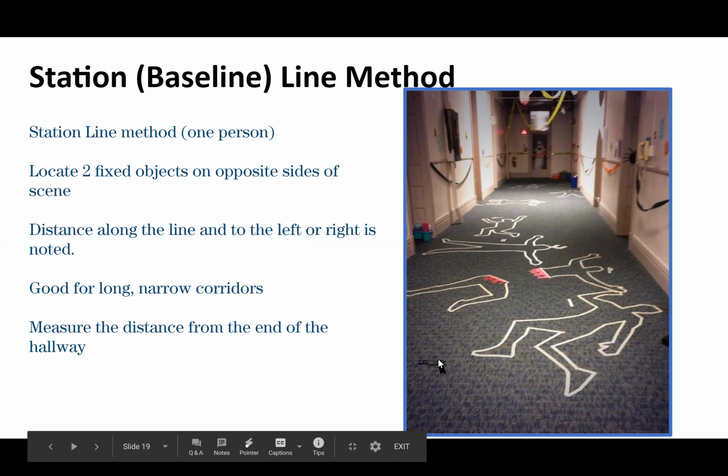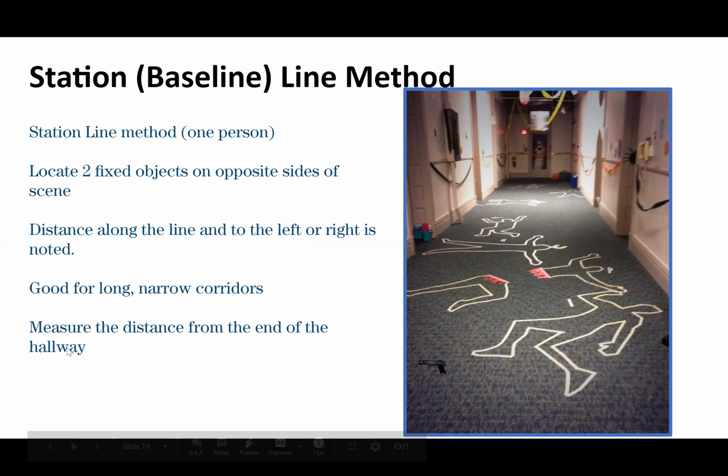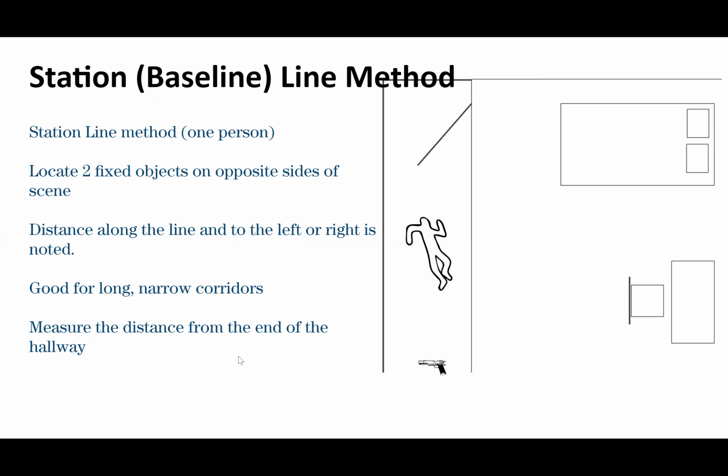Unless it's a smaller object like this, then you want to definitely note that. You see this little gun over here. And you measure the distance from one end of the hallway. Okay, so let me give you an example. Here's my hallway. There's my dead body and the gun. I'm going to obviously use this far end as my 0 point, and 4 feet 4 inches from the wall is the dead body, and then 11 feet 6 inches from the wall is the gun.